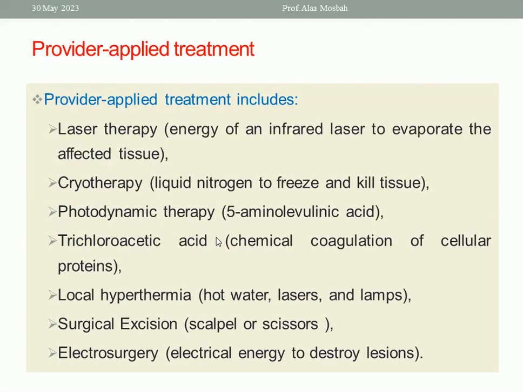What about the other group, which is provider-applied treatment? This treatment should be applied by a healthcare provider. Like laser therapy, using energy of an infrared laser to evaporate the affected tissue. Like cryotherapy, liquid nitrogen to freeze and decay tissue. Like trichloroacetic acid, chemical coagulation of cellular protein. Like local hyperthermia using laser or lamps or hot water. Like surgical excision by scalpel or scissors. Like electrosurgery using electrical energy to destroy lesions. So these are different lines of treatment, but must be given by a healthcare provider.